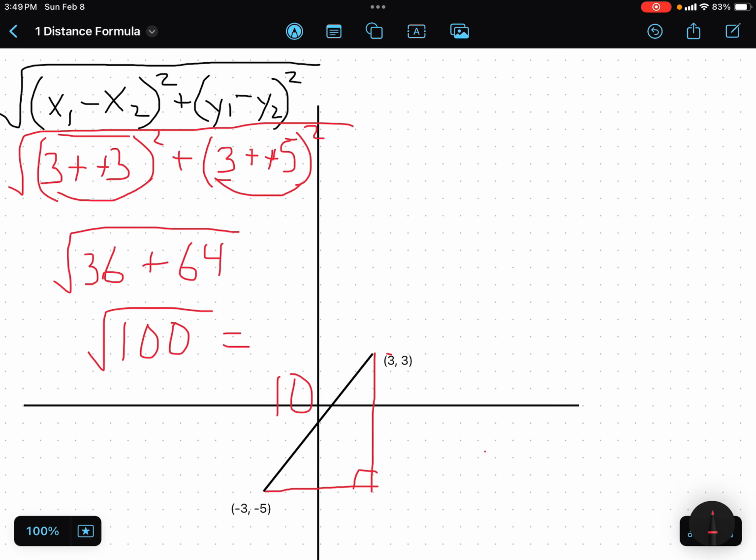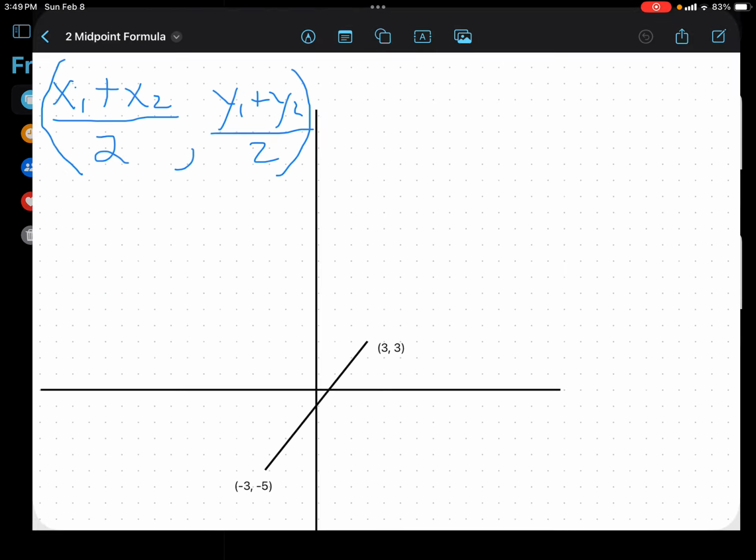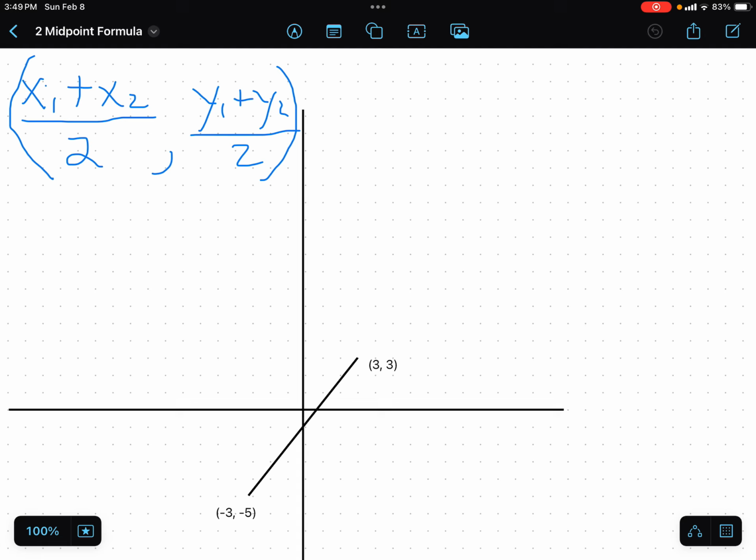That's the distance formula. So if the distance formula is based on the Pythagorean theorem, the midpoint formula is based on averages. We know that to take the average or the arithmetic mean of two numbers, we are going to add them up and then divide by how many numbers there are, in this case 2. So again, you see the same line segment, the same endpoints, and really we're taking the average of the x values and the average of the y values.